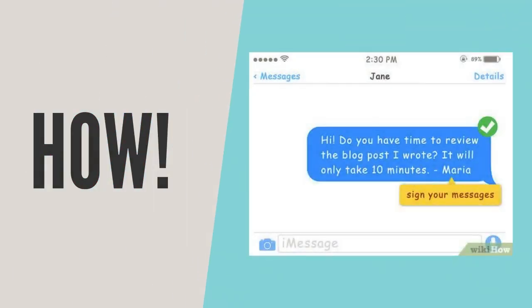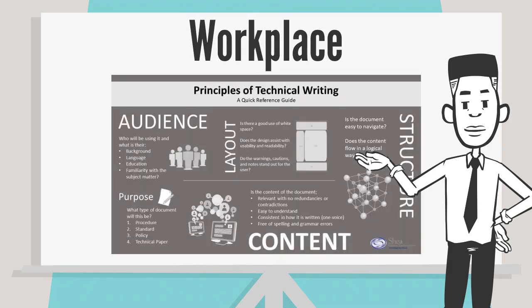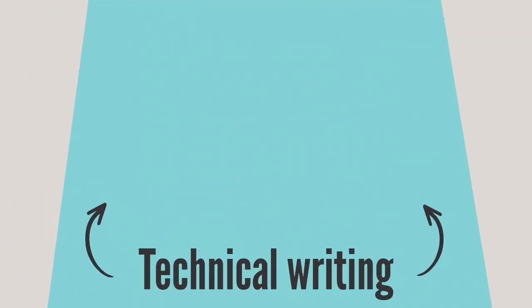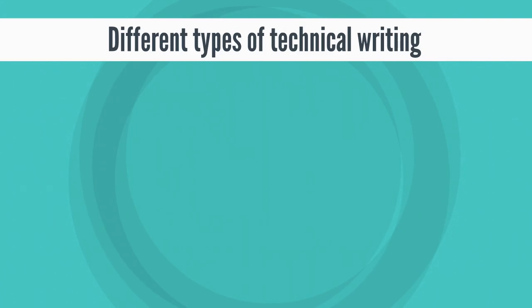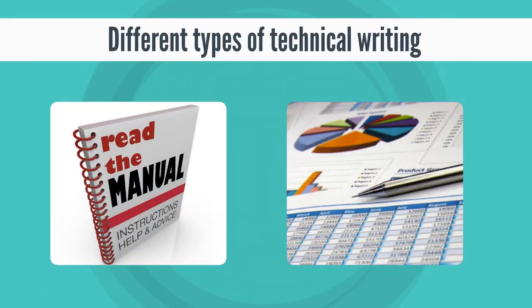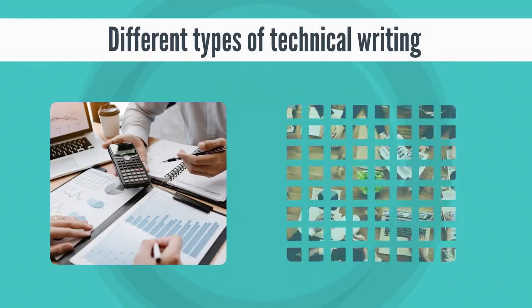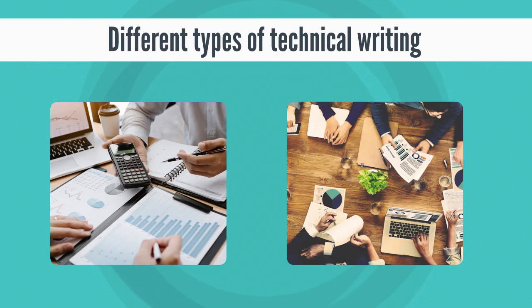Knowing how to write business text is important for effective communication. In the workplace, the focus is on technical writing. Technical writing fills many people with dread, but it is a skill that can be learned. There are many different types of technical writing. Manuals, reports, financial plans, and proposals are a few examples.